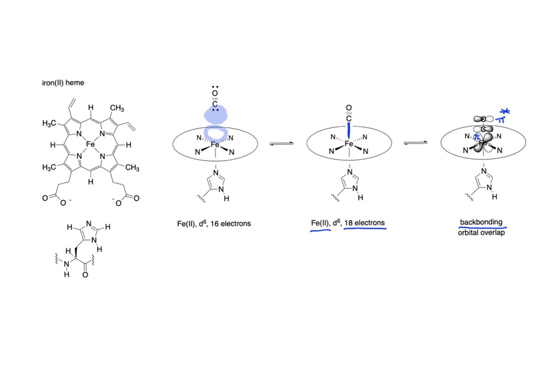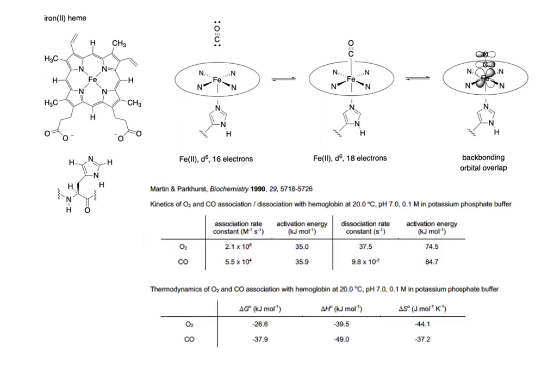I'll conclude by sharing some kinetic and thermodynamic data from the literature. We'll start with the kinetics of ligand association. The rate constant for association of dioxygen is significantly faster than the rate constant for association of carbonyl. Oxygen bonds about 40 times faster than carbonyl. There's a slightly lower activation energy for oxygen coordinating with iron.